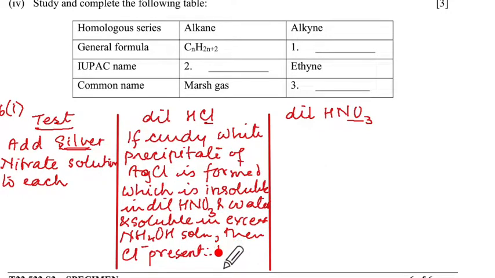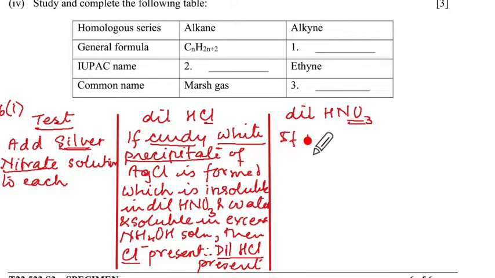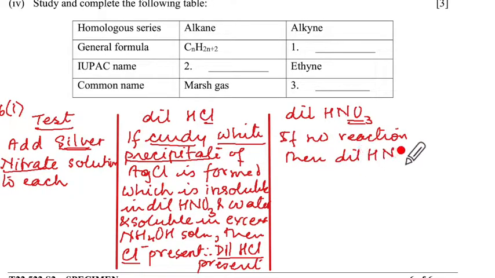Therefore, we will have dilute HCl present. Underline curdy white precipitate. In HNO3, silver nitrate has a nitrate radical, and here also there is nitrate radical. So it is going to be no change. So we will say if no reaction, then dilute HNO3 is present. So this is how we present our work.